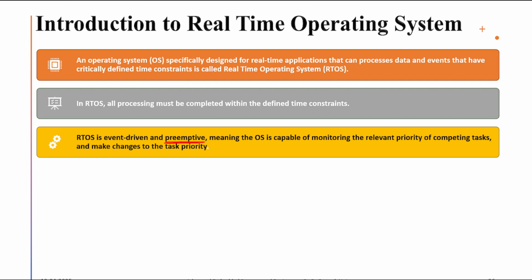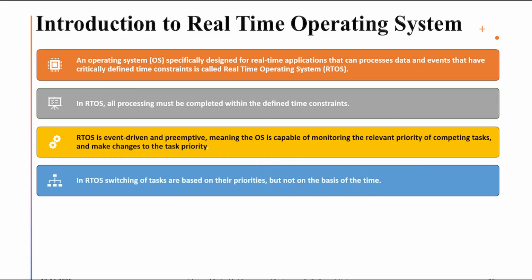Now, RTOS is event driven and preemptive, meaning this OS is capable of monitoring relevant priorities for completing tasks. So you may have multiple tasks, but tasks with higher priorities generally will be running more or first compared to the other tasks with lower priorities. Apart from that, in RTOS, switching of tasks is based on their priorities, but not on the basis of time.